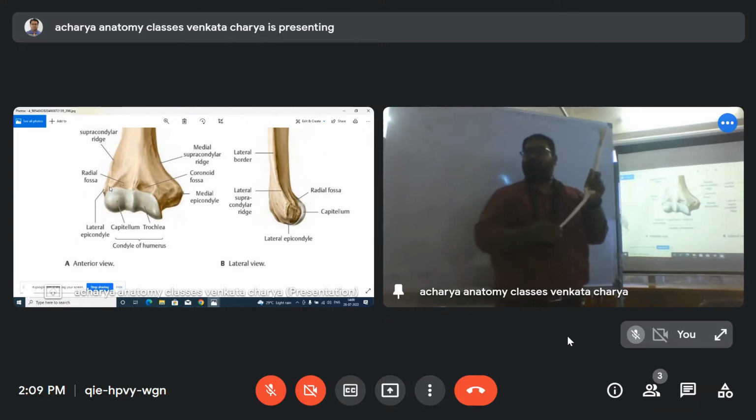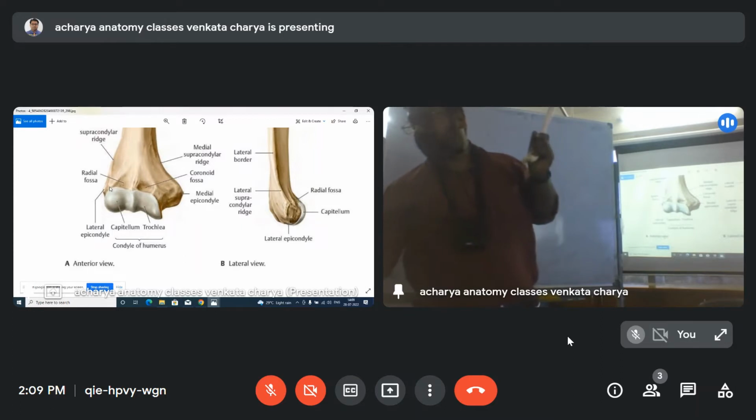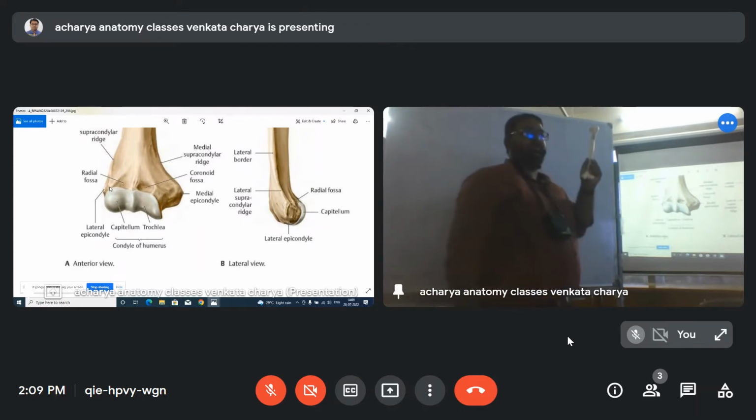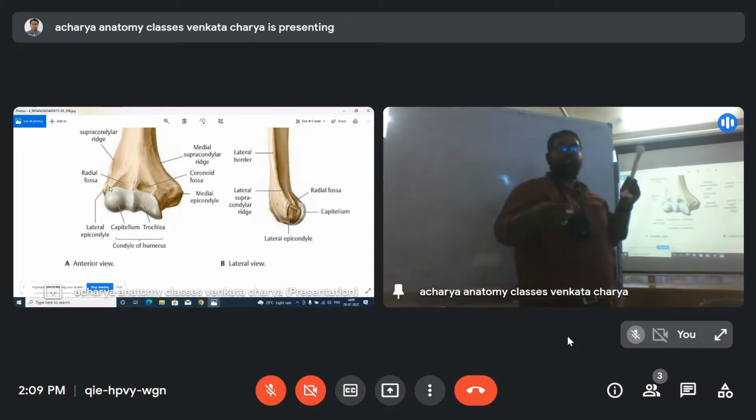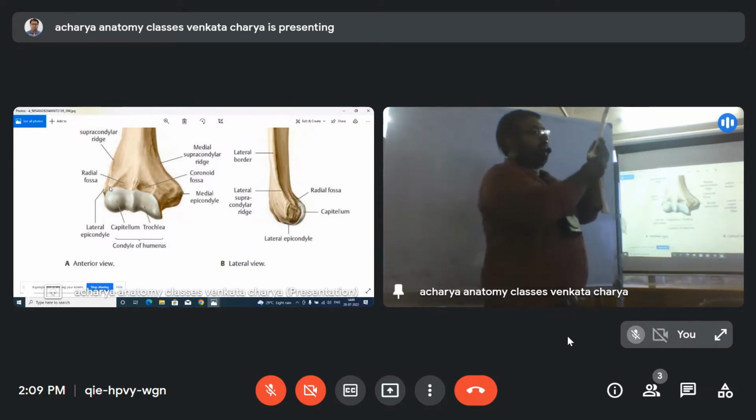Are you getting? Next, come to the capitulum. The capitulum is a round-shaped articular facet. It articulates with the superior articular surface of the head of the radius, then forms a joint called the humero-radial joint.